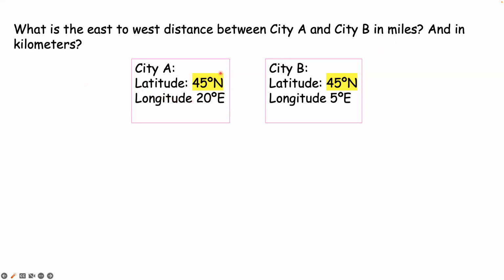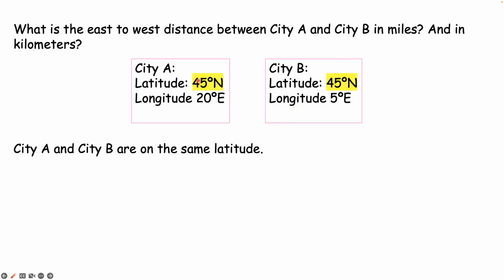City A is located at 45 degrees north, 20 degrees east. City B is located at 45 degrees north and 5 degrees east. So they're on the same latitude, and we're going to solve for the distance east to west. So we're going to look at the difference in the longitude for those two cities.